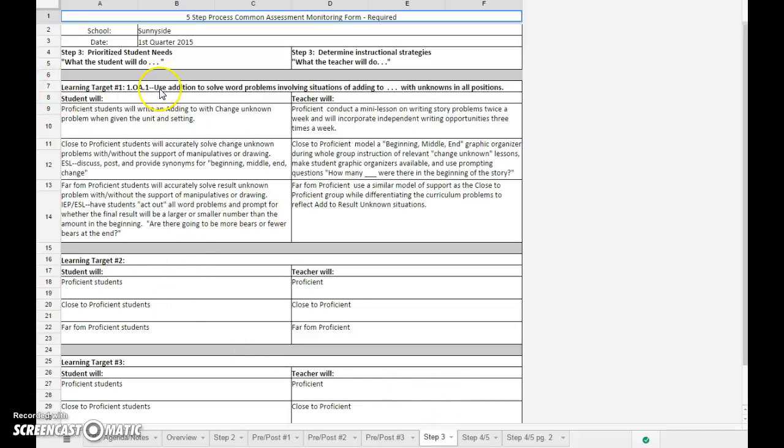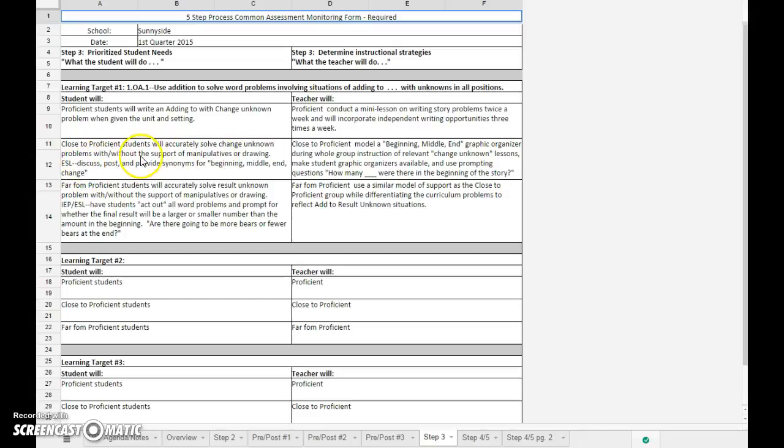Again, remember that learning target was use addition to solve word problems, situations of adding. This is what the students will do based on their cohorts. And this is what the teachers will do based on the cohorts. So let's look at one. Close to proficient students will accurately solve unknown problems without the support of manipulatives or drawing.